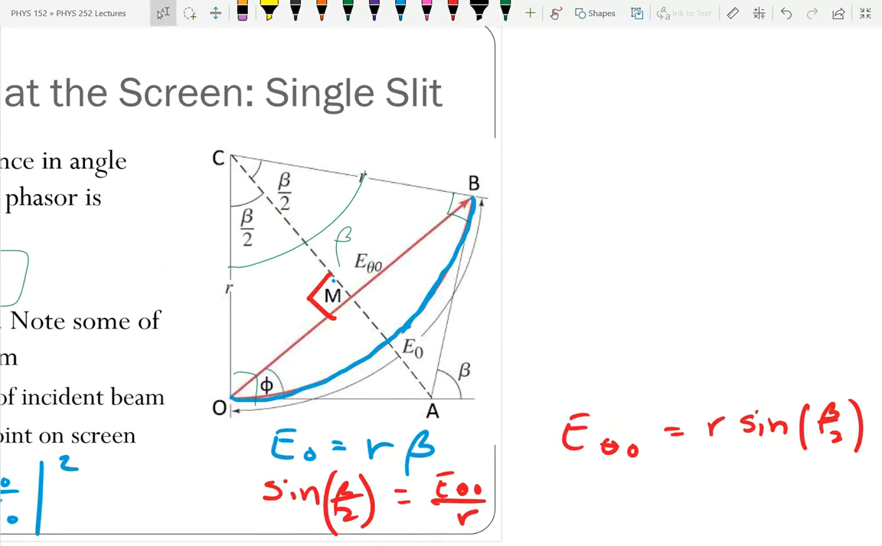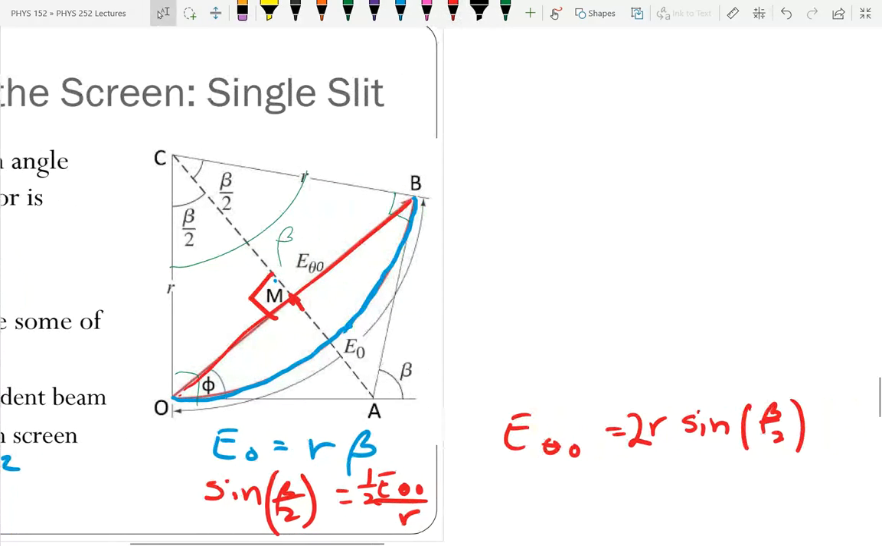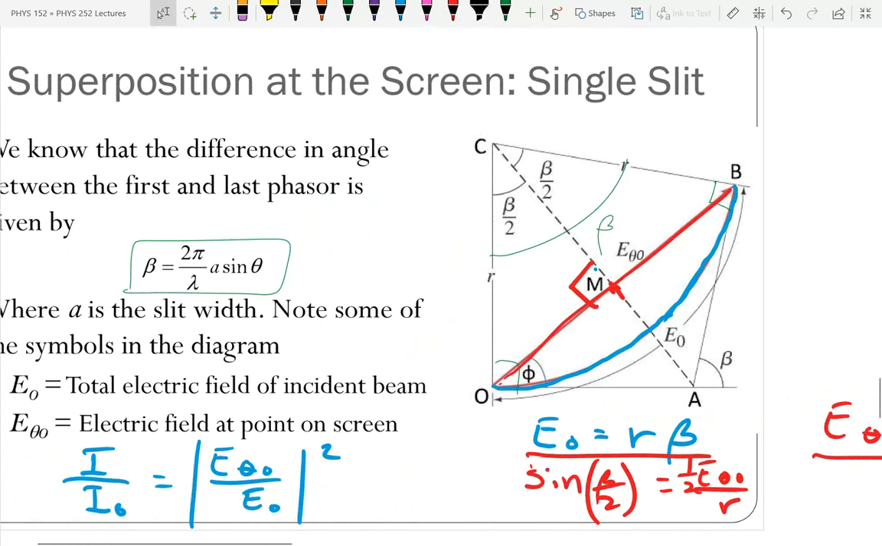Works for me. Whoops, I forgot one thing. This was 1/2 of E0, because E0 is going all the way across, and that was only half of it. So I have to throw the 2 there. I was very concerned suddenly that it wasn't going to work out. I made a mistake. So using this E theta 0 and this E0, I can come over here, and that's equal to 2.